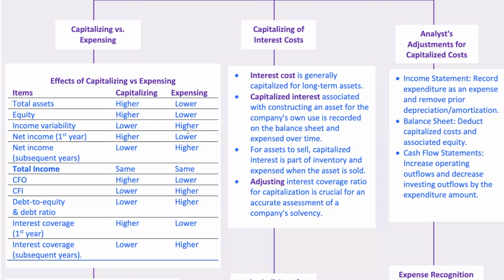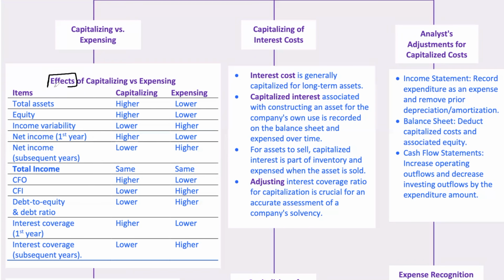For example, if the same company decided to expense the $100,000 machinery cost in the year of purchase, it would see a lower net income in that year, but it wouldn't have depreciation costs in the following years. Over the life of an asset, the total net income will be identical whether the company capitalizes or expenses the cost. The difference lies in the timing of the expense recognition.